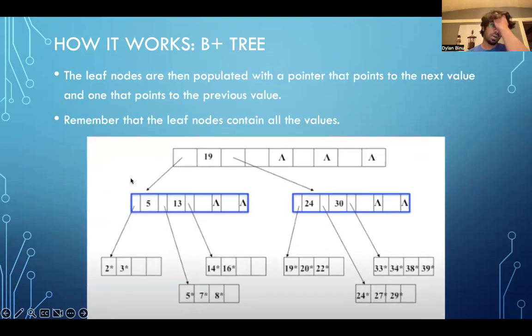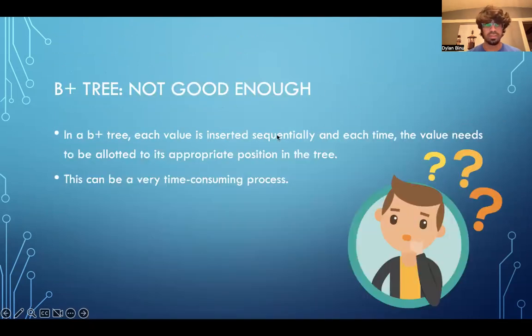So now after this, the leaf nodes are then populated. I apologize, it's highlighting the internal nodes, but it should be highlighting the leaf nodes. The leaf nodes are populated, and the pointers within the leaf nodes point to the next value and the previous value. So we should remember that the leaf nodes contain all the values in the B plus tree.